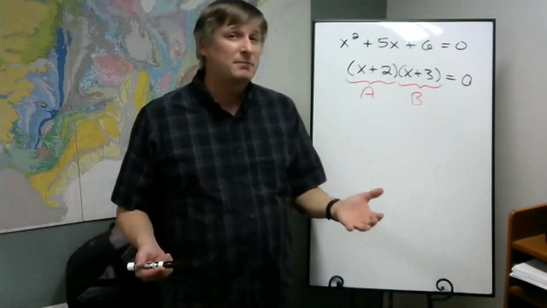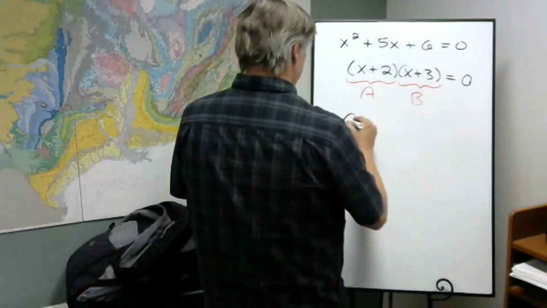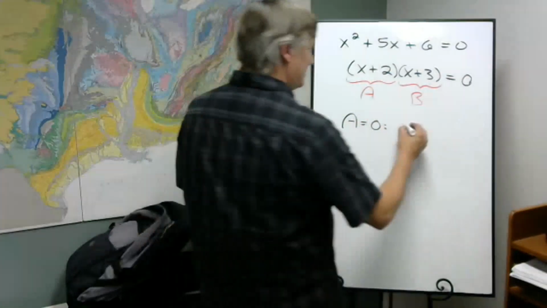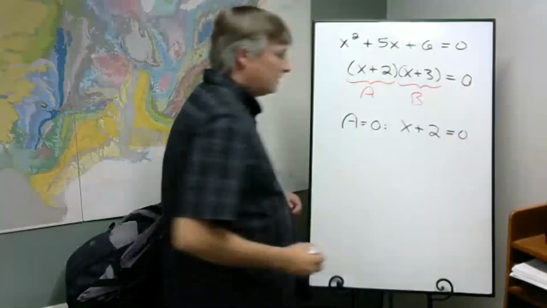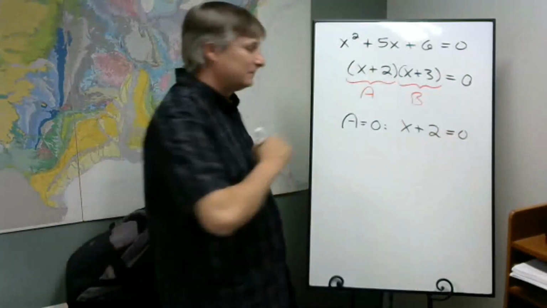So let's consider the possibility that A is equal to 0. That means x plus 2 would be 0. And what choice of x does that? Well, solve for x.